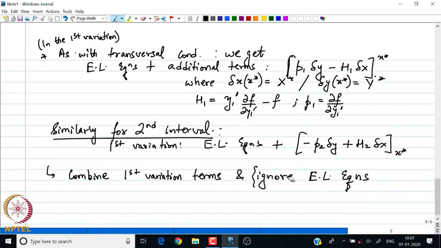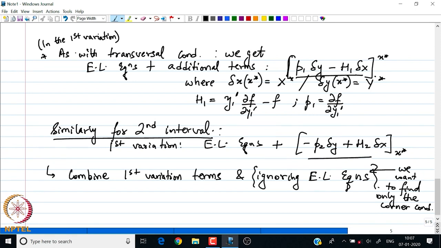Ignoring the Euler Lagrange equations is done because we want to find only the corner conditions, right. The Euler Lagrange equations are very well satisfied for smooth extremals, but at the corner it is these two extra terms that will give us the necessary condition, right.